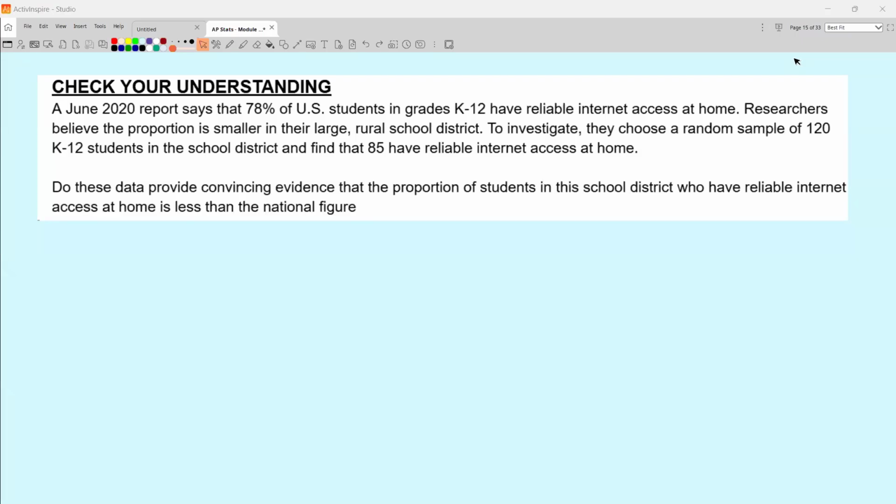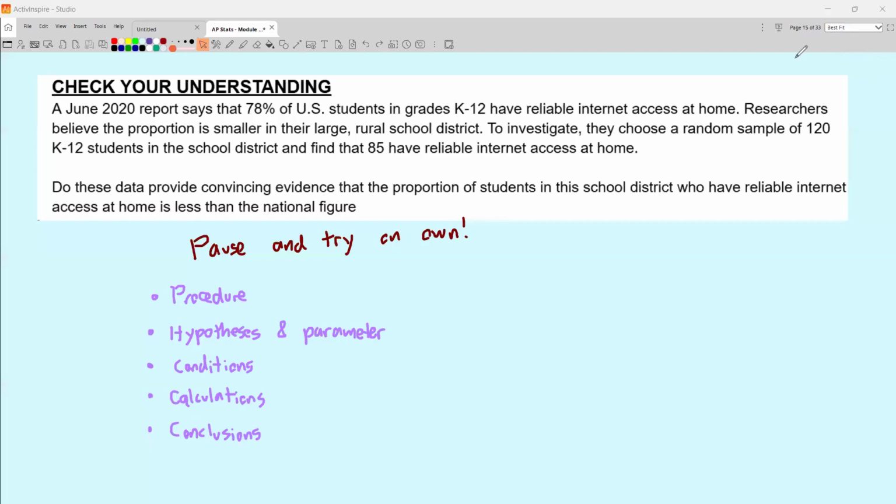Try this, check your understanding, pause the video, and read through the question. Remembering that the procedure, hypotheses and parameter, conditions, calculations, and conclusions should be listed when you're doing all these.